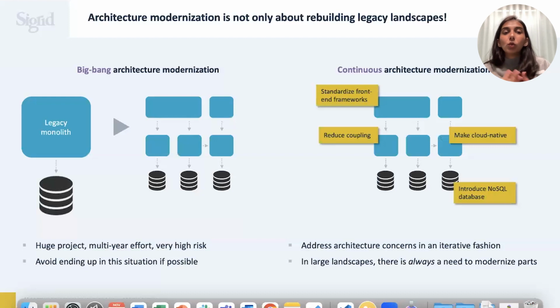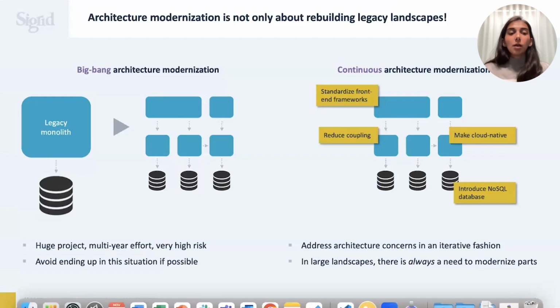Now, when should you use architecture quality? The first case which comes to everybody's mind is if there is a big bang architecture modernization. So let's say you have a component that's a monolith and that's legacy, and now you want to move away from it and you want to group it into different components, and you want to structure it better.